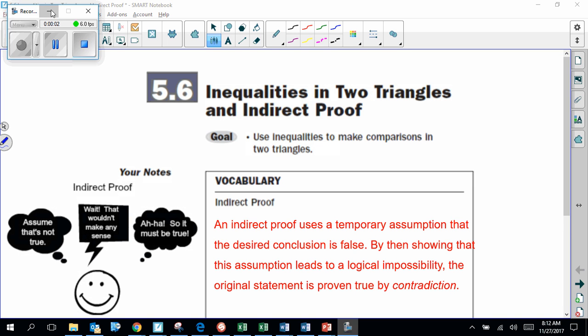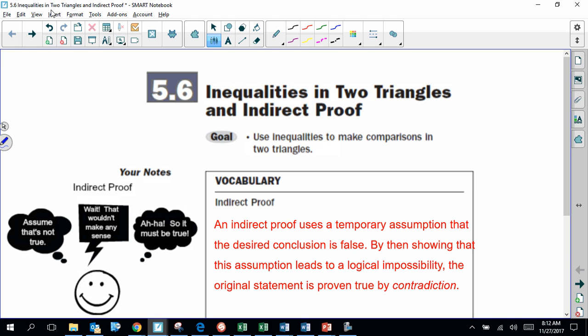Hey everybody, this is Mr. Piercy, and what we're going to be looking at in this lesson are some inequalities dealing with two triangles and something known as an indirect proof.